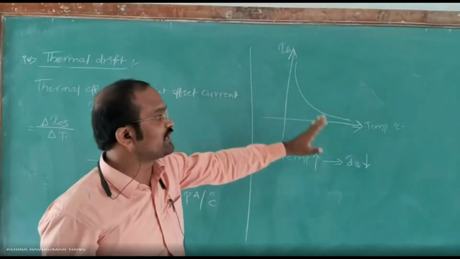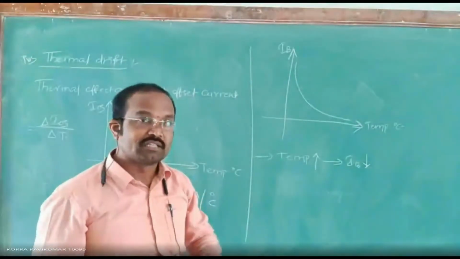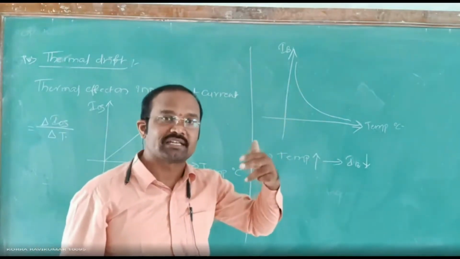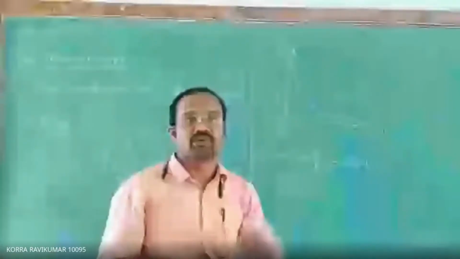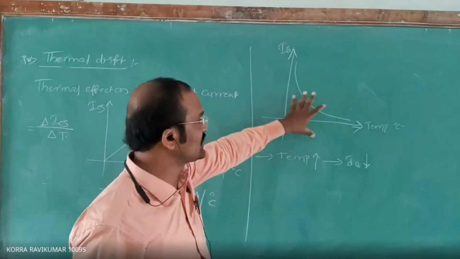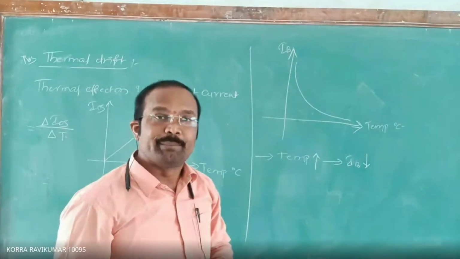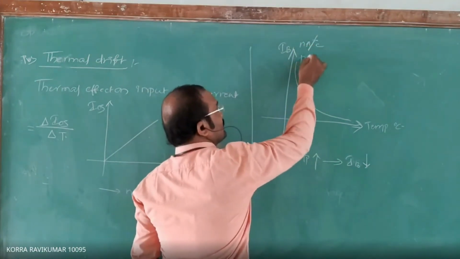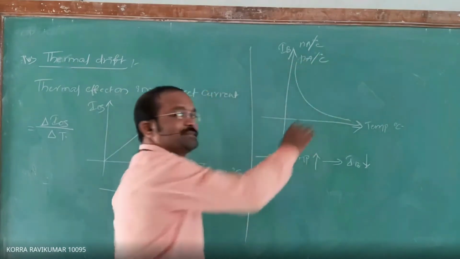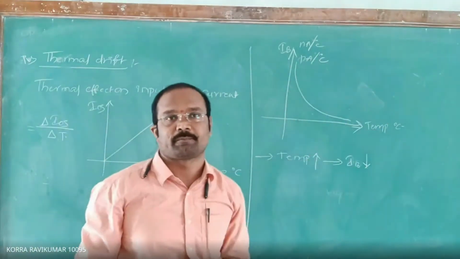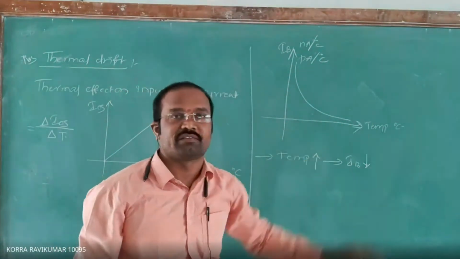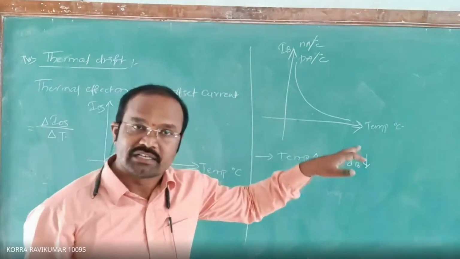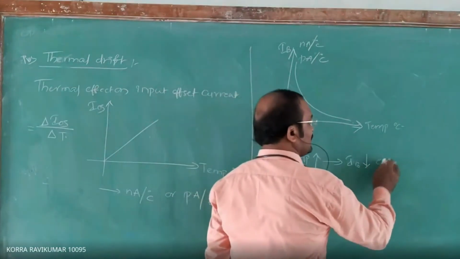So, if you observe the graph between temperature and bias current, the effect of temperature on bias current: if temperature increases, bias current value decreases gradually. If you observe the relation between temperature in degree centigrade versus base current in picoampere per degree centigrade, the graph seems to be an exponentially decaying graph. So, if temperature increases, base current, that is bias current, decreases exponentially.